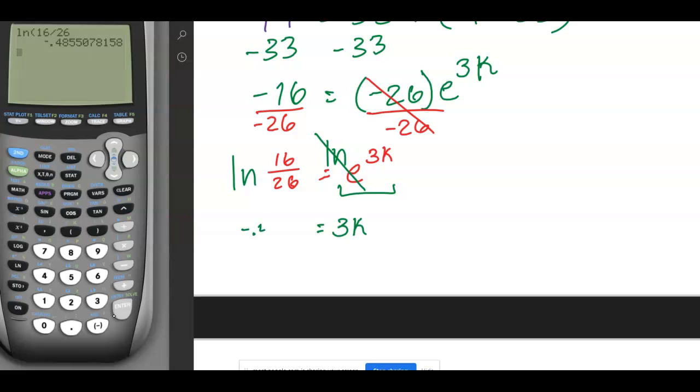Negative 0.4855. k is still not all by itself. You need to still divide by 3. Did I lose anybody?